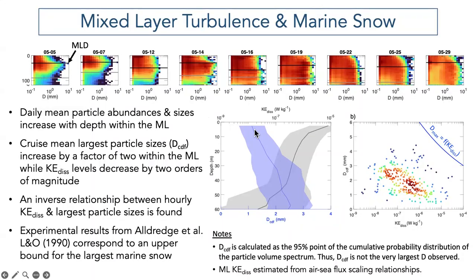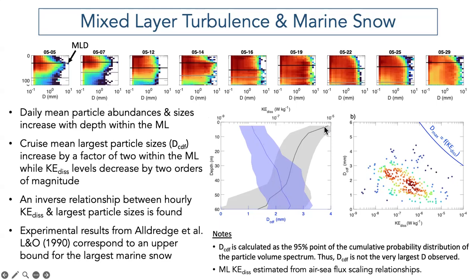So what you see is calculated from the cumulative probability distribution of the particle volumes, and it's measuring kind of the biggest size of the particles that we see. We can see in the cruise means that the particle sizes go from something bigger than a millimeter to something greater than 2 millimeters. So there's a doubling in particle sizes as they go from the surface ocean down, all within the mixed layer. The mixed layer is turning over.